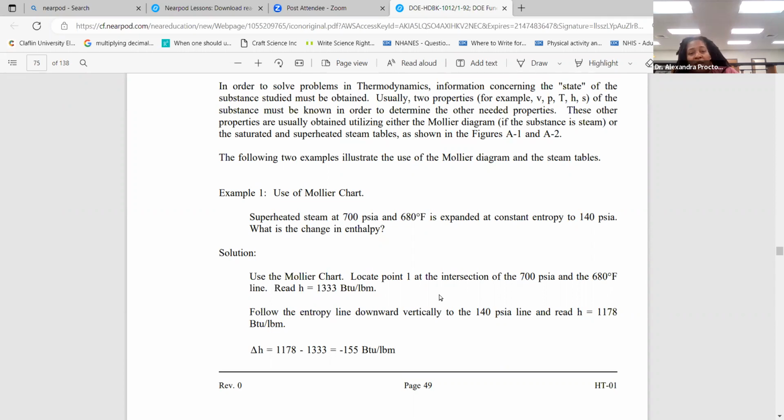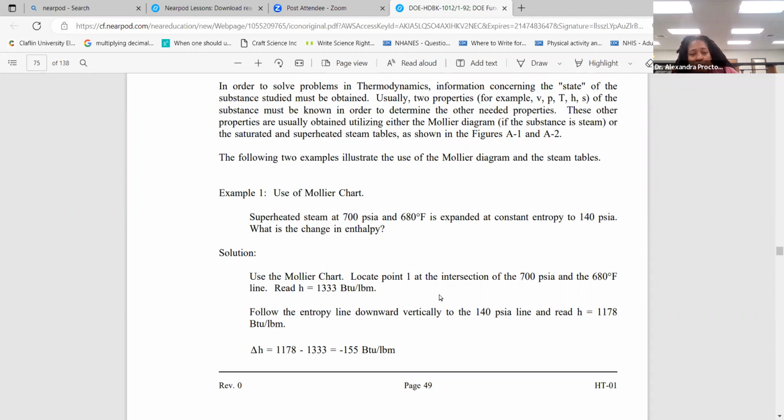So these other properties are obtained from the Mollier diagram if the substance is steam, or if it's saturated or superheated. The saturated and superheated steam tables can be used as well, and that's figure A1 and A2. So the following examples use the Mollier diagram as steam tables.